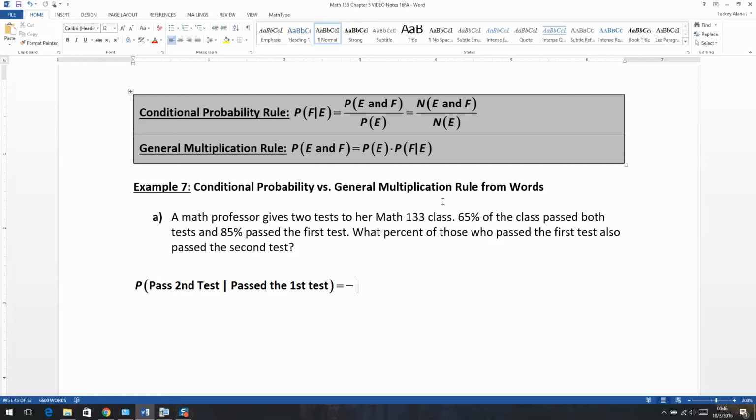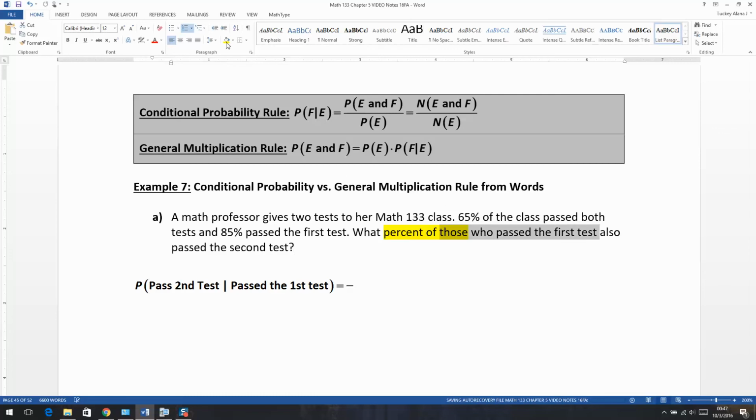It says a math professor gives two tests to her Math 133 class. Imagine that. 65% of the class passed both the tests. So 65% of the students passed both one and the other, or first and second, I should say. And then 85% passed the first test. What percent of those students who passed the first test also passed the second? Okay. Percent of those is kind of a key word here. So we're talking about people that have passed the first test, or percent of those who passed the first test. I guess I should highlight all that.